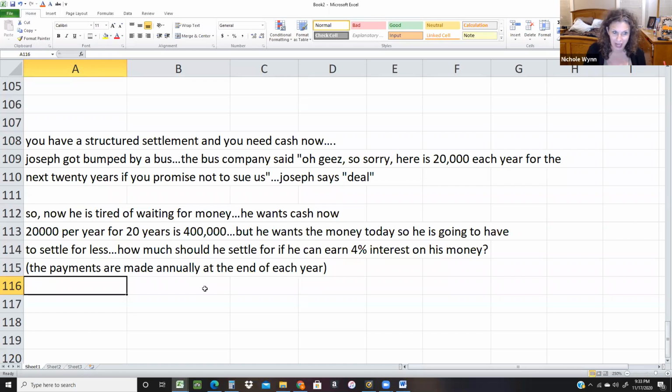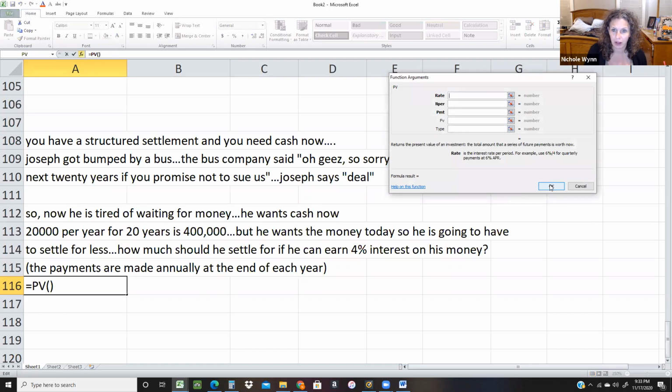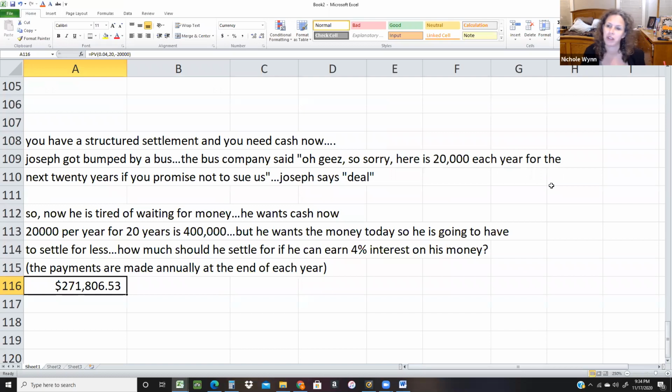He's going to get money today. So what we'll do is we're going to find the present value. So when we do that, our rate of interest is 4% for 20 years. He is going to get $20,000. So in today's dollars, he would be okay with $271,806.53. Now he's willing to do that because he doesn't have to wait. Year after year, he has to wait to get the 20,000. So he'd get 20,000 and then another 20 and then another 20. So this is called the present value of an annuity.